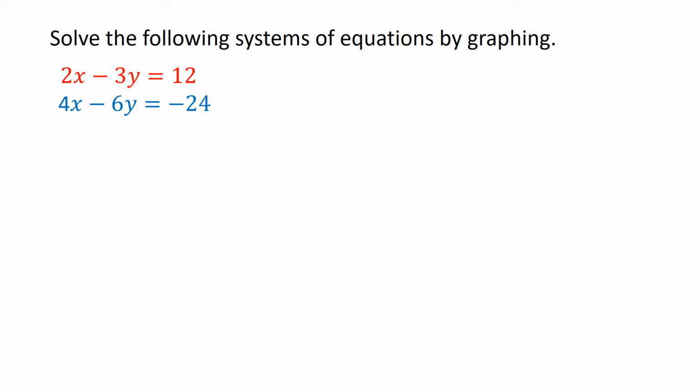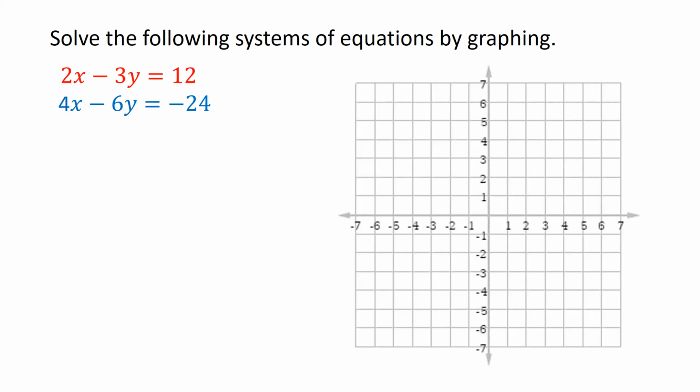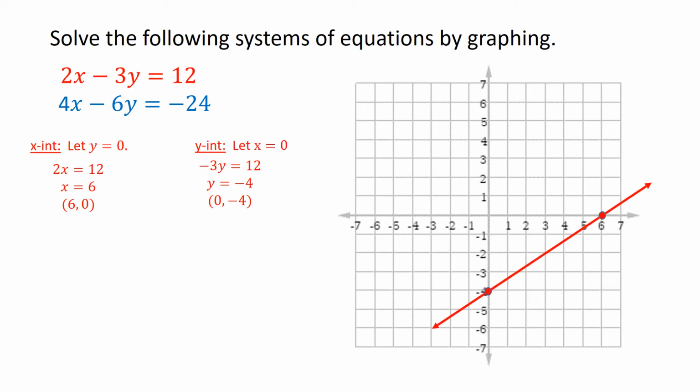2x minus 3y is 12 and 4x minus 6y is negative 24. So if we look at the x and y intercepts for the first one, when y is 0, we end up with 2x equals 12, so x is 6, so we can plot (6, 0). And when x is 0, we can find the y-intercept using negative 3y equals 12. So (0, -4) is the other point on the line.